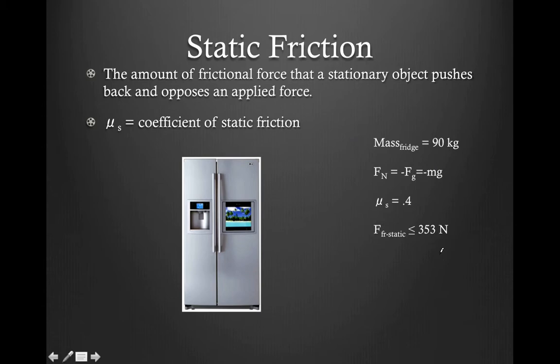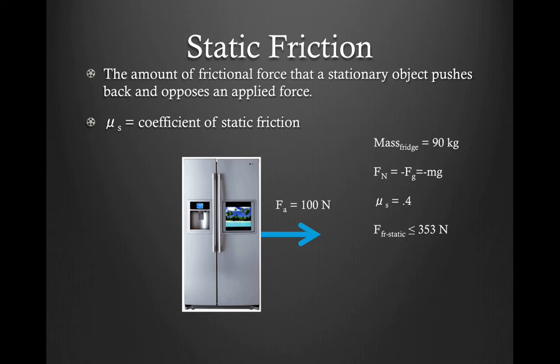Well, there's a reason that you see this less than or equal to sign, and that's because this force friction static kind of acts like a barrier. I need to push with at least that much in order to get the object moving. If I push with less than that, let's find out what happens. So let's say I push with 100 newtons. That's my force applied. Because it's not enough, it's not greater than 353, the object isn't going to move.